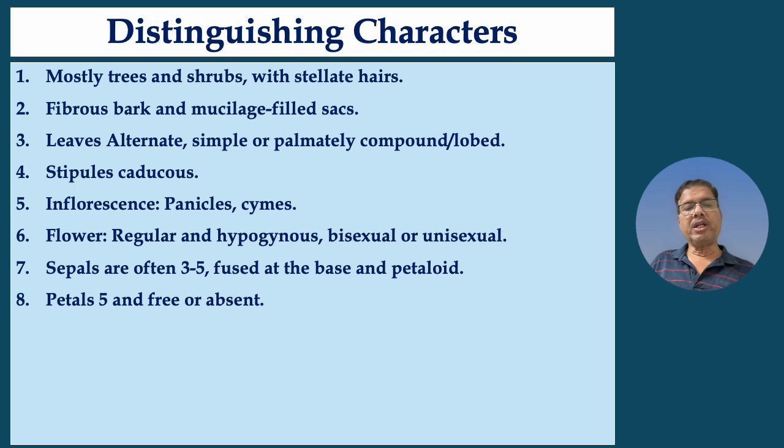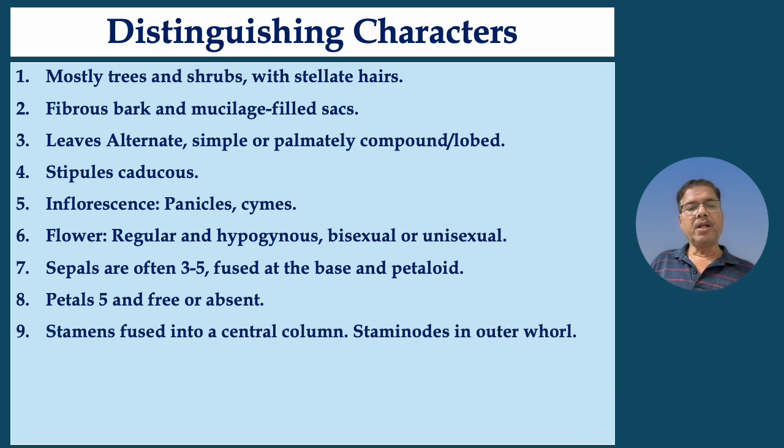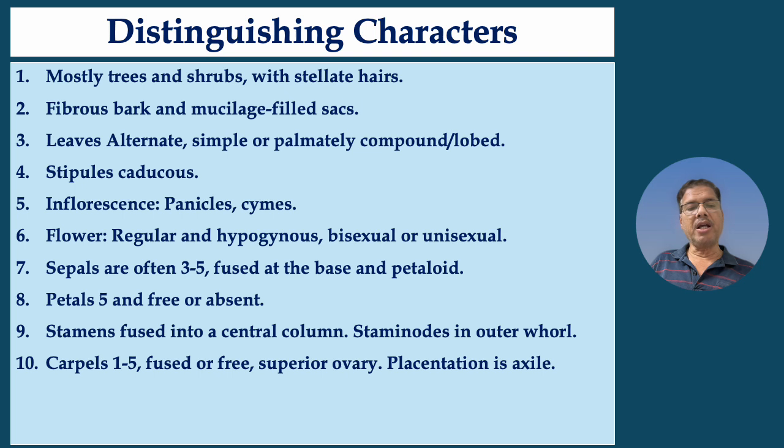The stamens are frequently fused into a central column, especially on the top of an androgynophore, a stalk that supports both the stamens and the pistil. Sterile stamens, that is the staminodes, may be present in the outer whorl. The gynoecium consists of a superior ovary and can have 1 to 5 carpels, fused or free. Placentation is axile.